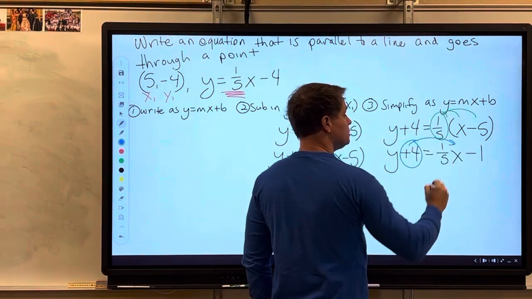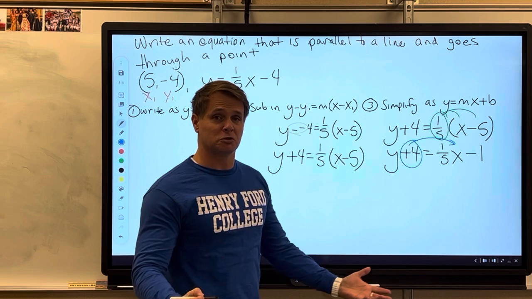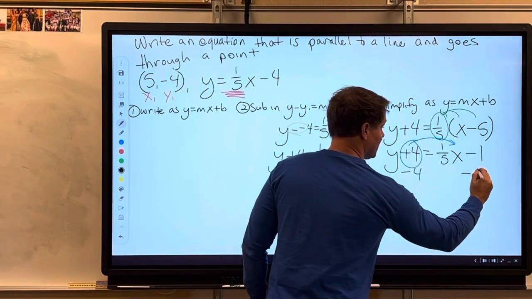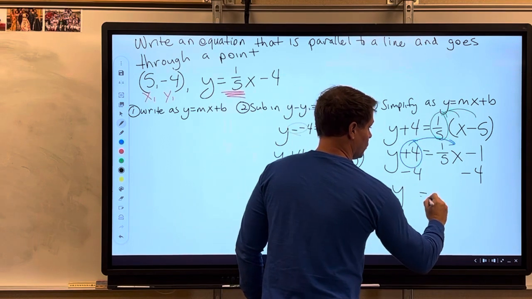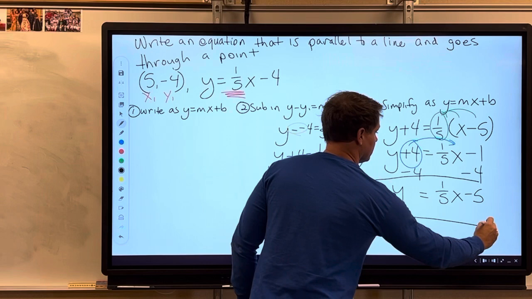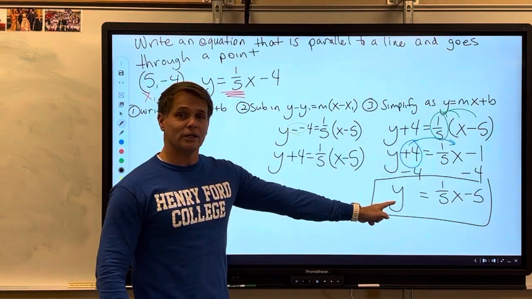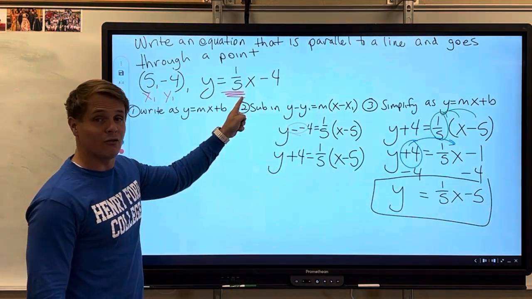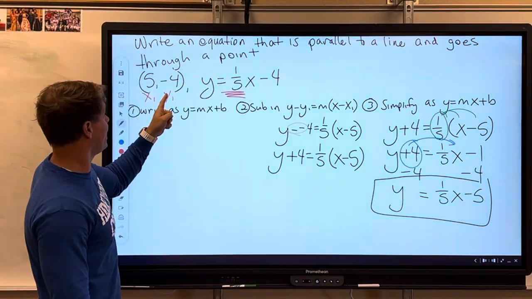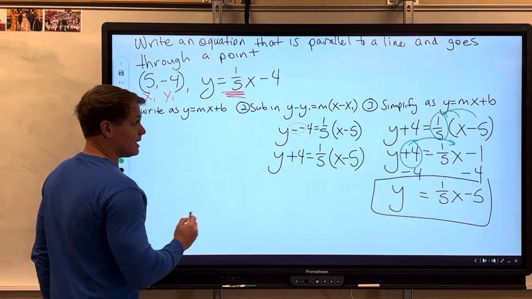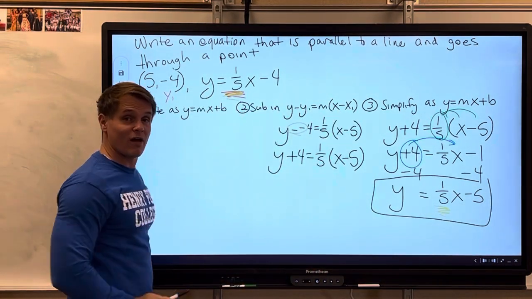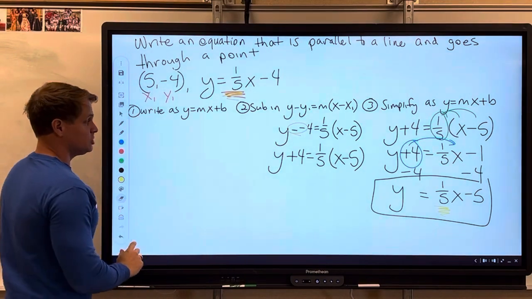The last thing that I'm going to do is get this positive 4 and move it to the right side, because I want y by itself. So how do I undo a positive 4? You subtract 4. So minus 4 on both sides. You got y equals 1/5 x minus 5. This equation is parallel to this equation, but this equation goes through the point (5, -4). And you can see that both these two equations have the same slope, 1/5. Let's try another one.